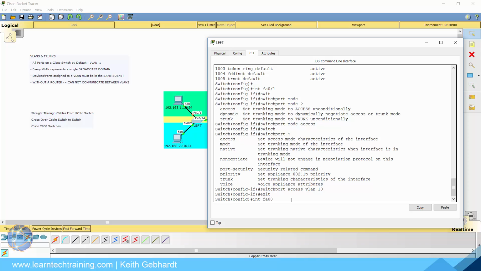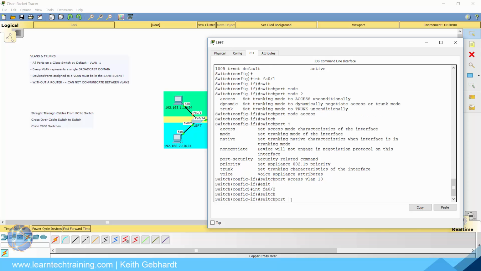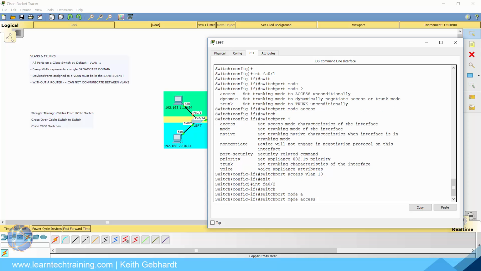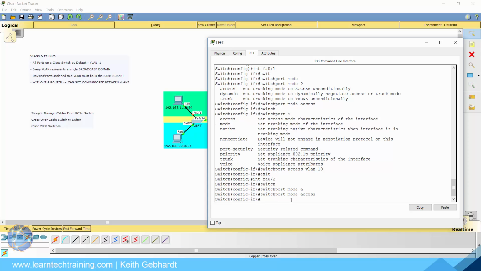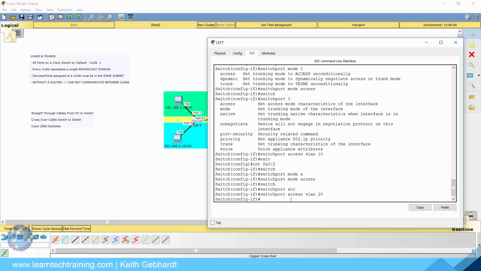Let's go into interface Fa0/2. Now, again, we're going to do switchport mode access. And I'm just hitting the tab key to finish spelling this out for you guys. And then we're going to do switchport access vlan 20.